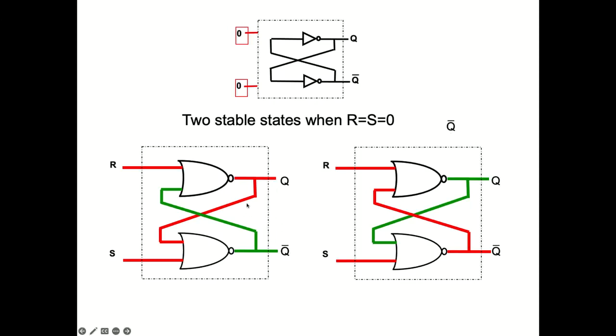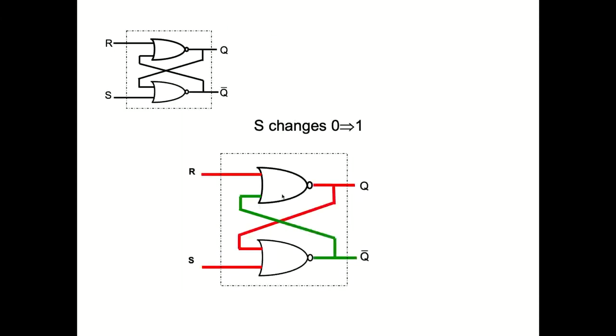All right, so let's see what happens when we change R and S. When S goes from 0 to 1, that's going to invert this value, right? Sorry, when 1 forces Q bar low. It's the other way. Okay. Do you want to see that again?